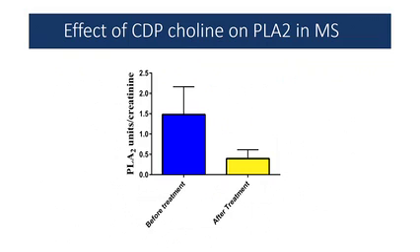When people with multiple sclerosis were given CDP choline and then retested, we found a reduction of phospholipase A2 in the urine.